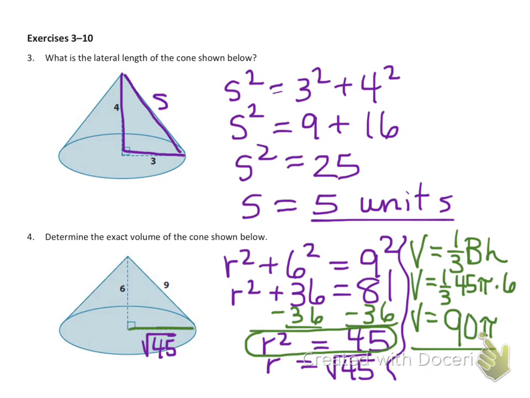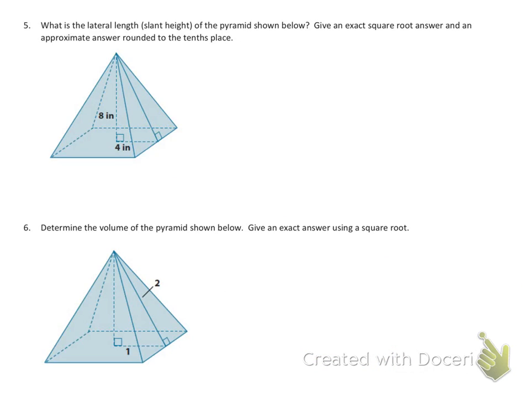All right, so it was an extra step to find the radius, but we could easily do that using the Pythagorean theorem. All right, now let's look at 5. And again, hopefully you've tried this one already. 5, what is the lateral length or the slant height of the pyramid shown below? Give an exact square root answer and an approximate answer rounded to the tenths place.